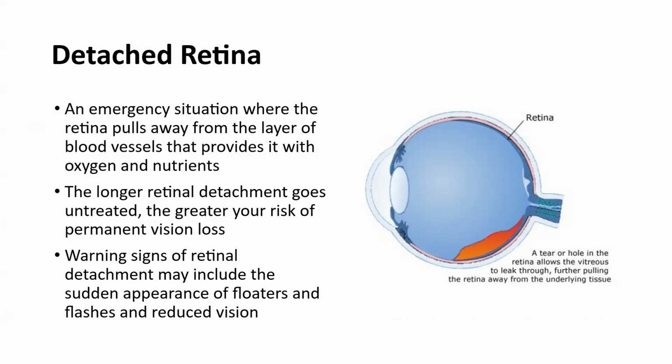Some of the warning signs that you may have of a detached retina are a sudden appearance of floaters and flashes and reduced vision. Now, sometimes if you see a floater, that does not mean you have a detached retina. You do have to have flashes and reduced vision as well.